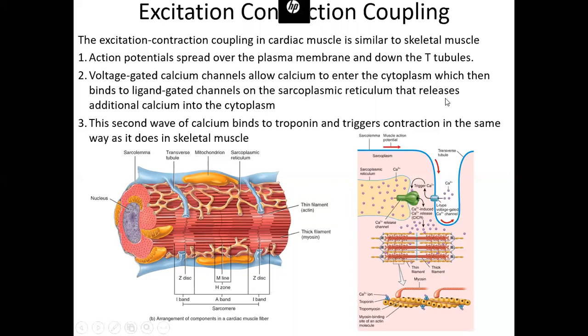Action potential spreads over the plasma membrane, down the T-tubules. Calcium is released from calcium release channels. Calcium binds to troponin, a shift in tropomyosin occurs, cross bridges form, and we go through the power stroke, causing the sarcomeres to shorten. Then a second wave of calcium binds to troponin, and so on. I'm not going to get into it anymore because we already know it, and hopefully you still know it from just a couple lectures ago.